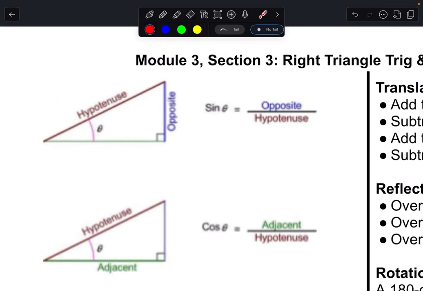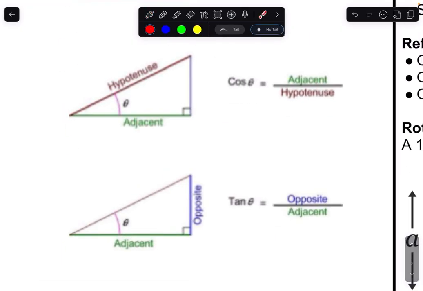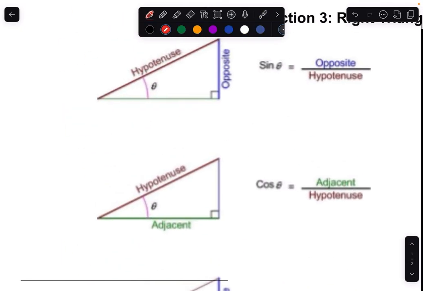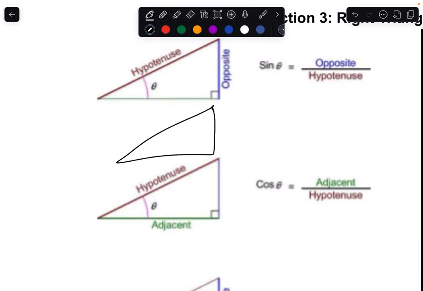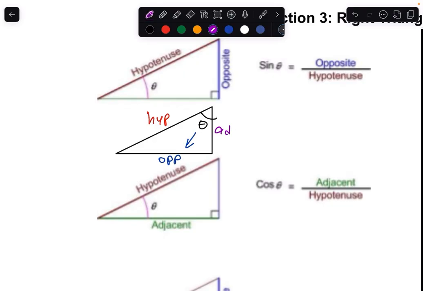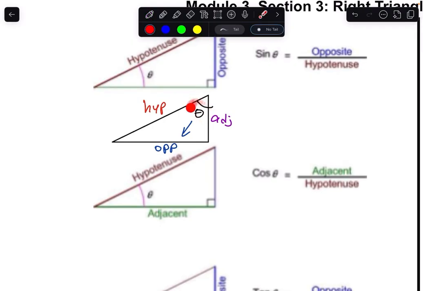I know it's very blurry in this picture. Across from it is the opposite. Hypotenuse, we just said earlier, always across from 90. And the other side is called the adjacent. Do notice that if I was to draw my triangle like this, with the angle up here, your hypotenuse does not change. However, this side is now your opposite. And this side is now your adjacent. So it's based off of whatever angle we're talking about.